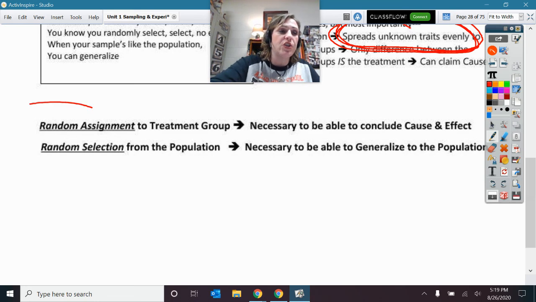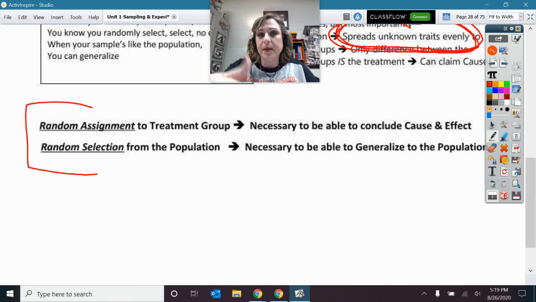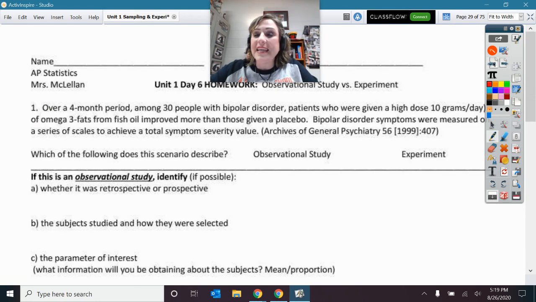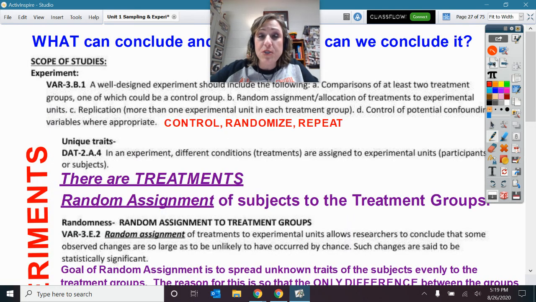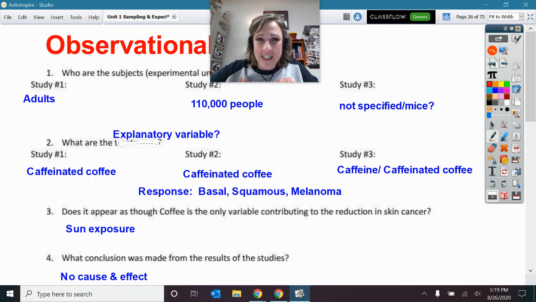Here is another good summary about random assignment versus random selection. I hope those notes make it clear for you what conclusions you can draw with observational studies versus experiments.